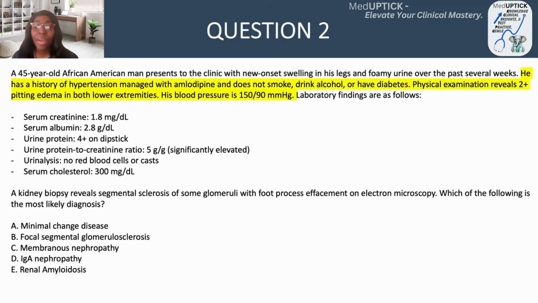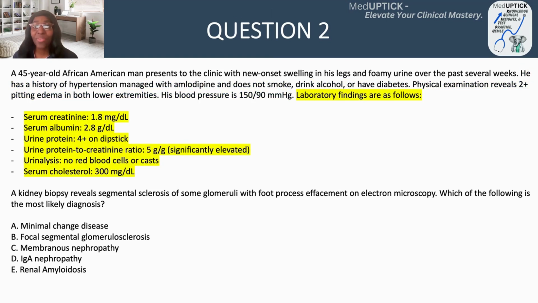He has a history of hypertension managed with amlodipine and does not smoke, drink alcohol, or have diabetes. Physical examination reveals 2+ pitting edema in both lower extremities. His blood pressure is 150/90. One thing to note here is one of the most common adverse drug reactions of amlodipine, a dihydropyridine calcium channel blocker, is bilateral lower extremity edema. He remains hypertensive, indicating he likely requires a secondary adjunct medication to get the hypertension under control.